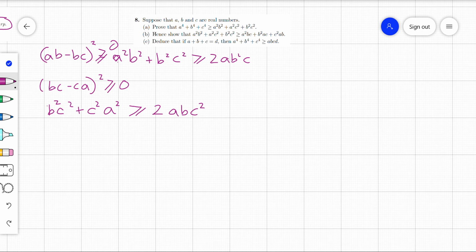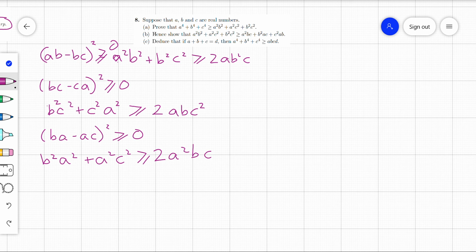And if I do the other one, so that was with the C in the middle, the B in the middle, now I'm going to put A in the middle. So let's say BA minus AC squared. That's got to be greater than 0 because it's a real number. Here we'd get B squared A squared, A squared C squared, and also a minus 2A squared BC. I'm going to put it on the other side, so 2A squared BC. So I'm going to get those 3.